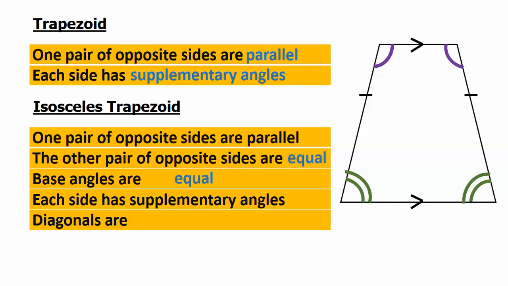Lastly, we're going to find that in an isosceles trapezoid, the diagonals are congruent. So, from one vertex to the opposite vertex will be equal to the other diagonal. Both of these segments are congruent.